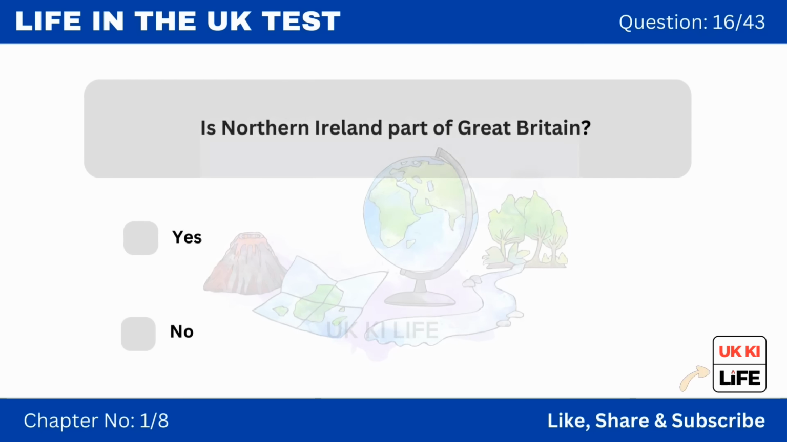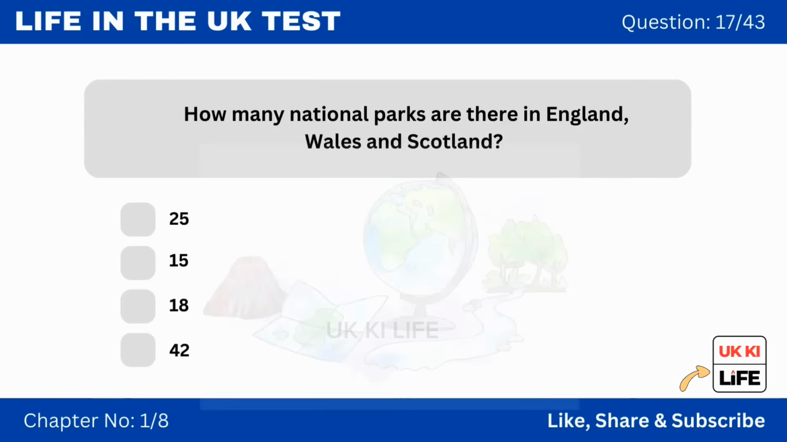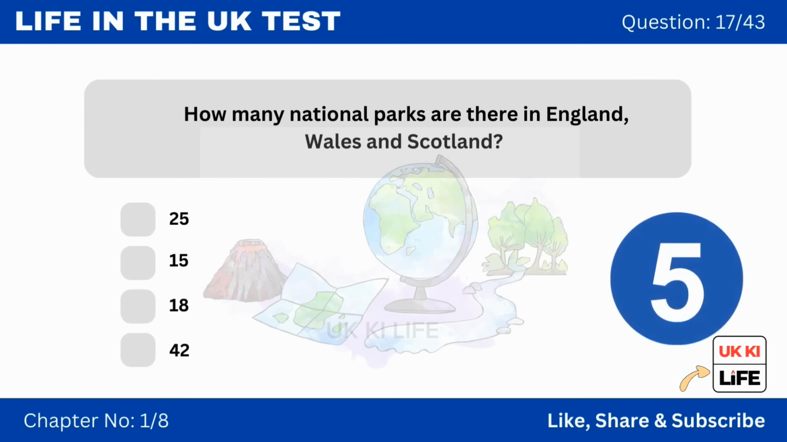The correct option is B. Explanation. Great Britain refers only to England, Scotland and Wales, not to Northern Ireland. Question 17. How many national parks are there in England, Wales and Scotland? 25, 15, 18, 42.